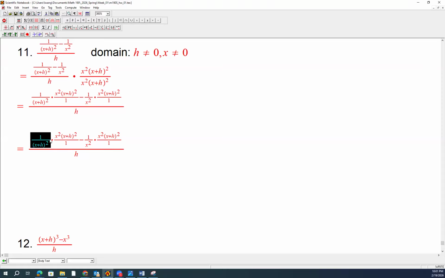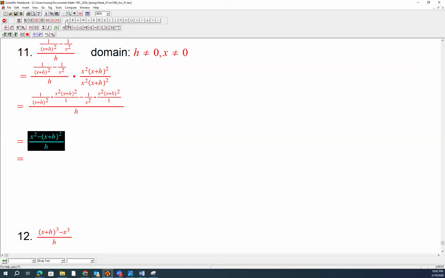X plus h squared, take away the x plus h squared. So this part is reduced. So we just have the x squared left. Okay, x squared, 1 over x squared, that's gone. Okay, for this part, we only have x plus h squared left. All right, and going further, we have the x squared.